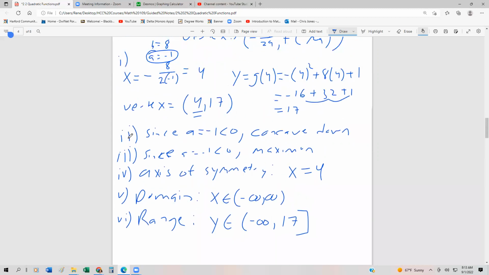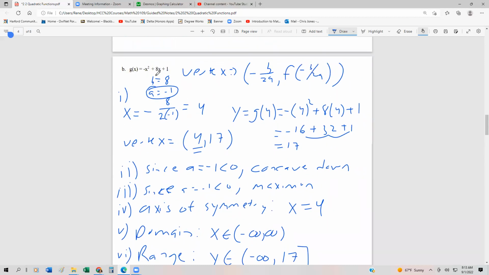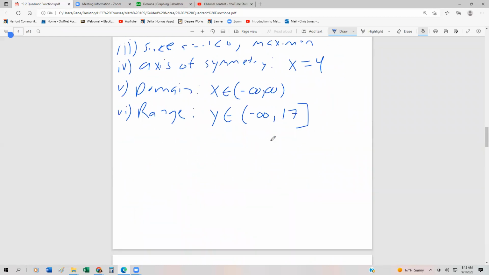These are the most important parts of the parabola aside from the intercepts. Now, the intercepts are a little bit tough to get. So let's go ahead and try to identify those. For our intercepts, the easier of the two is to find the y-intercept. So for the y-intercept, remember, that's where we find, in this case, g at 0.